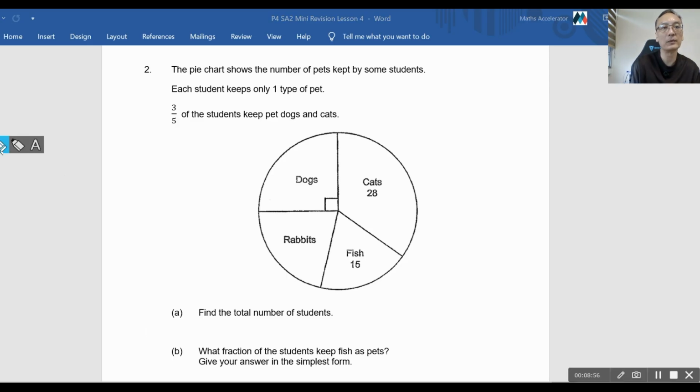So let's see what are the information we have over here. Let's underline some of the keywords. So each student, the condition is only able to keep one type of pet, and 3/5 of the students keep pet dogs and cats. So looking at the pie chart here, we have 90 degrees, so the dogs must be 1/4.